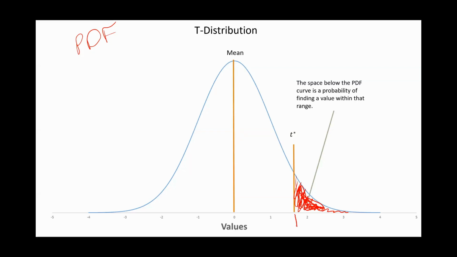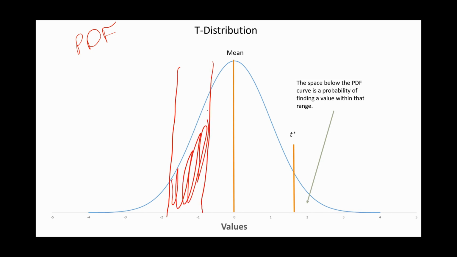So from here upwards, this area underneath the curve is the probability of finding a t-statistic value that is in this range. That's what that area is. And you can do this for any range. So let's say from here to here, the area underneath the curve is the probability of finding a t-statistic value within that range.